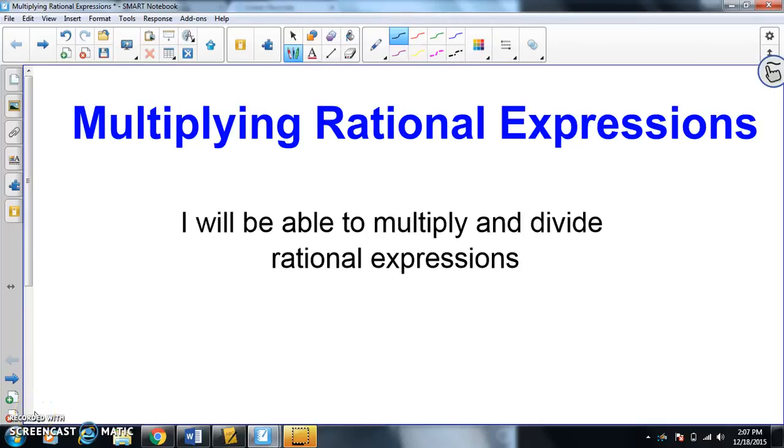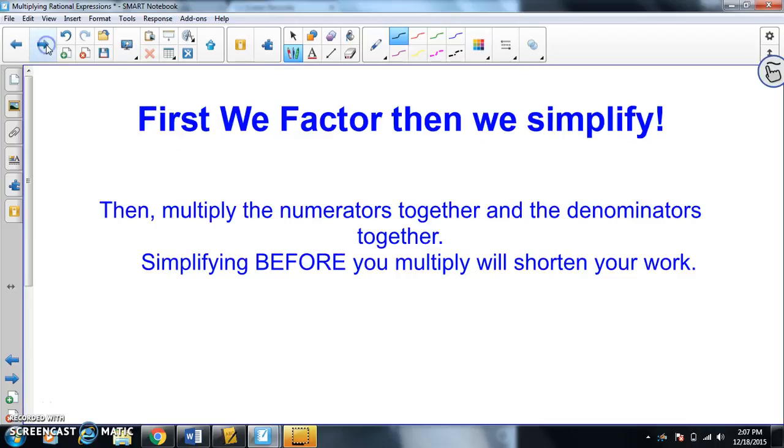Going to multiply rational expressions, we're also going to throw in dividing rational expressions at the end. So, in order to multiply rational expressions, we first need to factor. We need to factor both the numerator and denominator of both rational expressions. Then we're going to simplify.